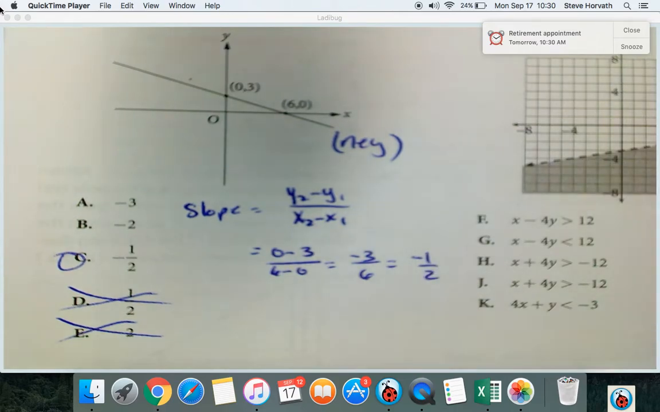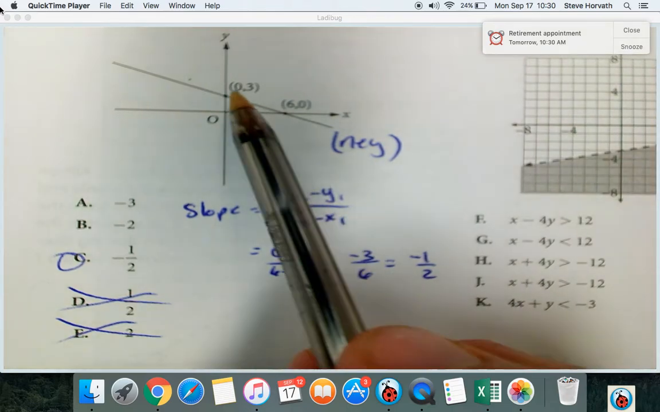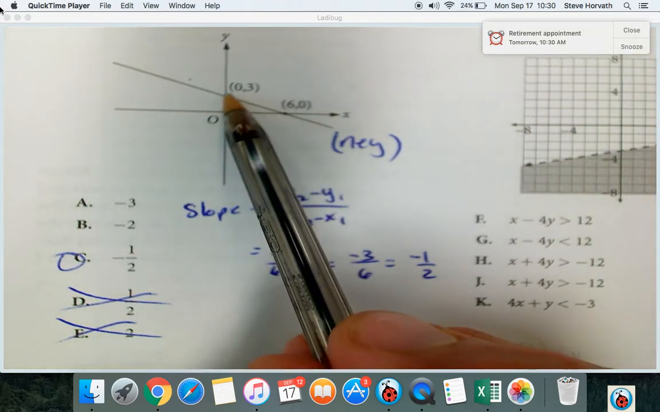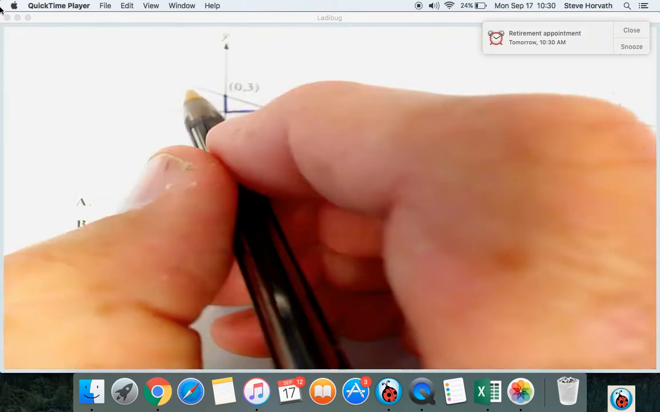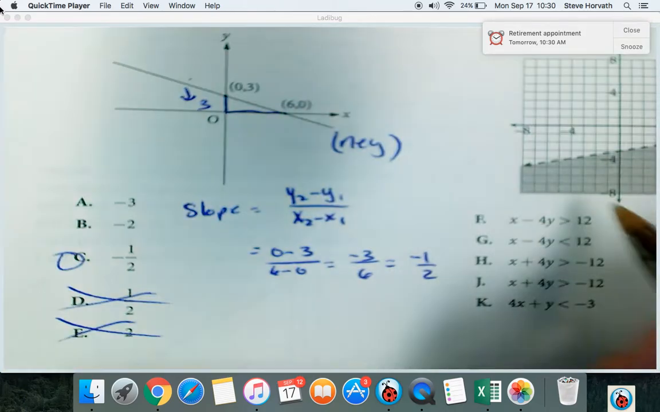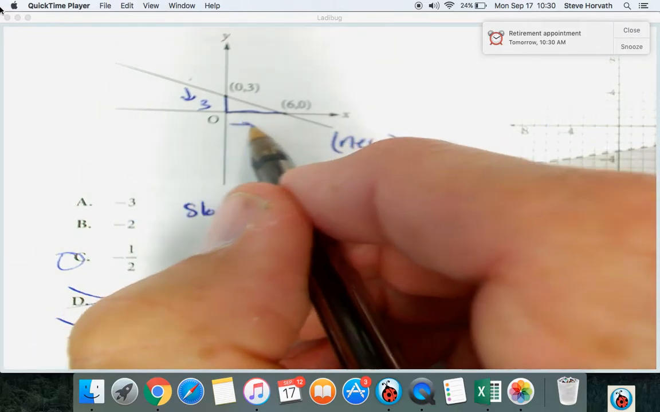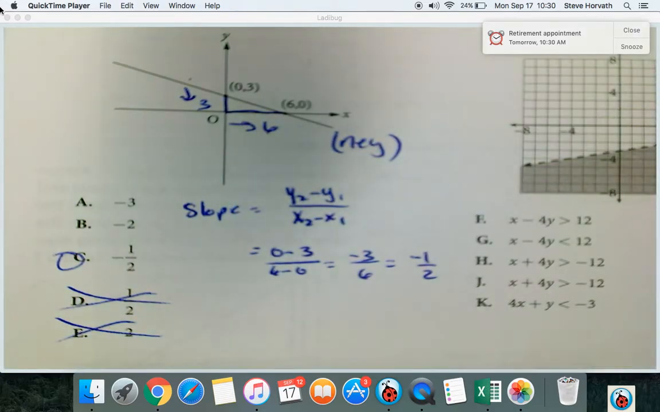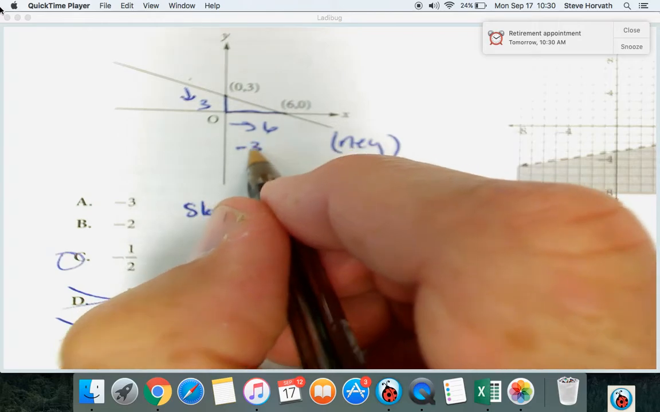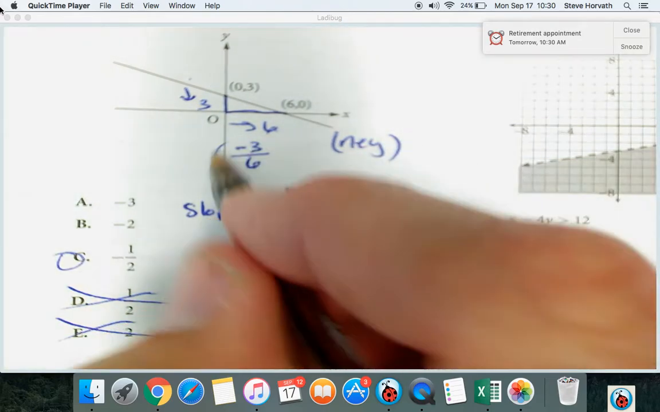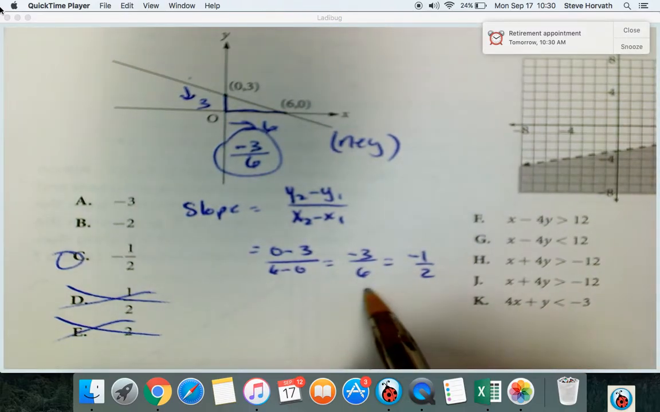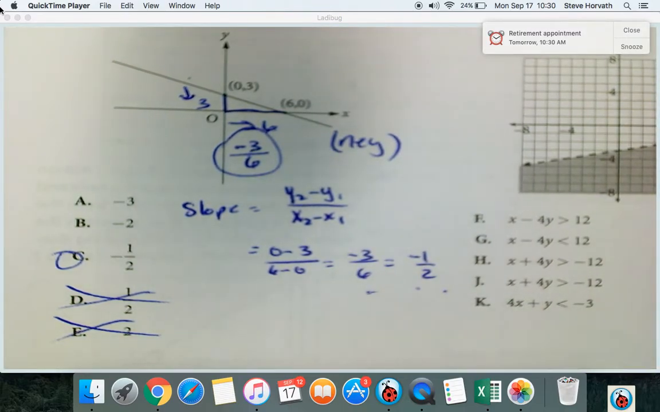Now, slope is rise over run. Most people remember that. So to go from the left point to the right point, I have to go down and right. How far did you go down? We went down 3, and we went right 6. Down is a negative direction, and right is a positive direction. That gives you the same negative 3 over 6 as we got here, which brings us to the same negative 1/2. So that's the slope.